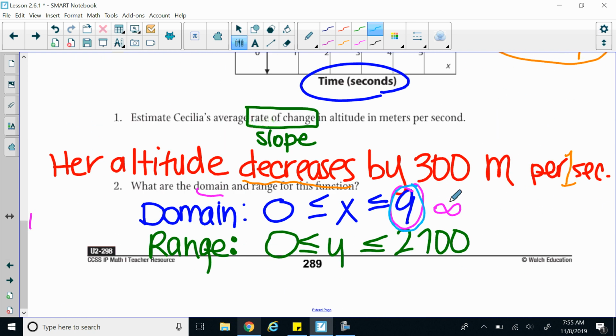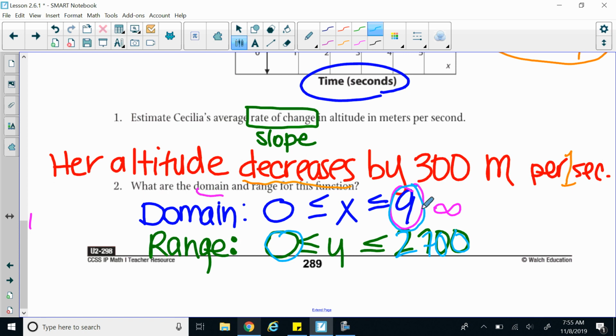It's not going to be infinity. Infinity means that you would plummet into the center of the Earth and keep going down, and you'd end up on the other side of the planet, but that's not how it is, all right? So at 9 seconds, that's when it is. And then our range, clearly we land on the ground at 0, and we start 2,700 feet above the ground, okay? So that's a good one.